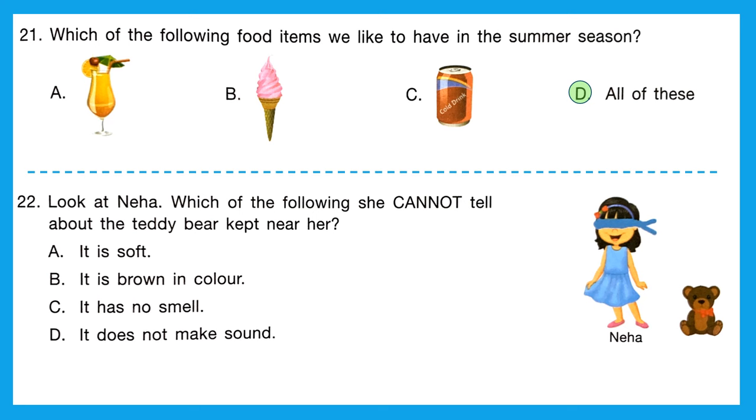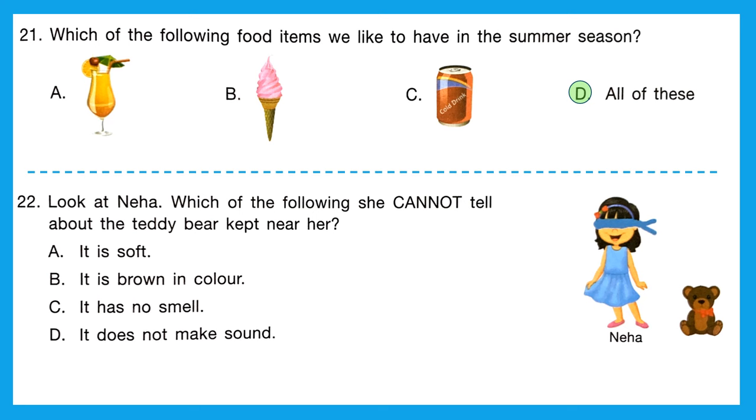are closed. A, it is soft. She can touch and feel, so that she can tell. B, it is brown in color. So for telling this, like what color teddy bear is, she needs her eyes. So that is something which she cannot tell.